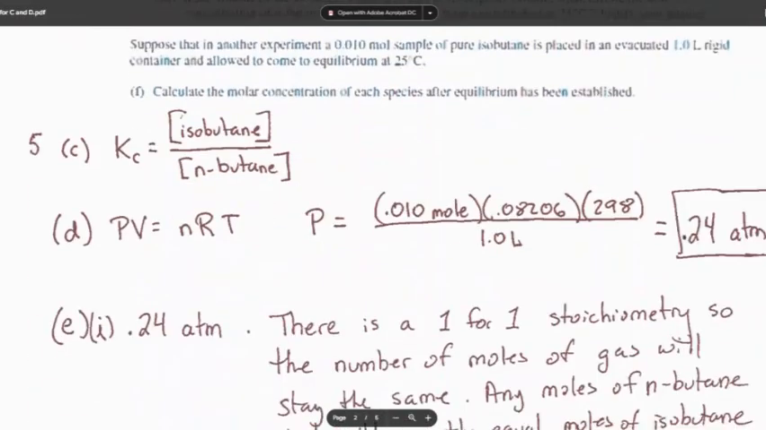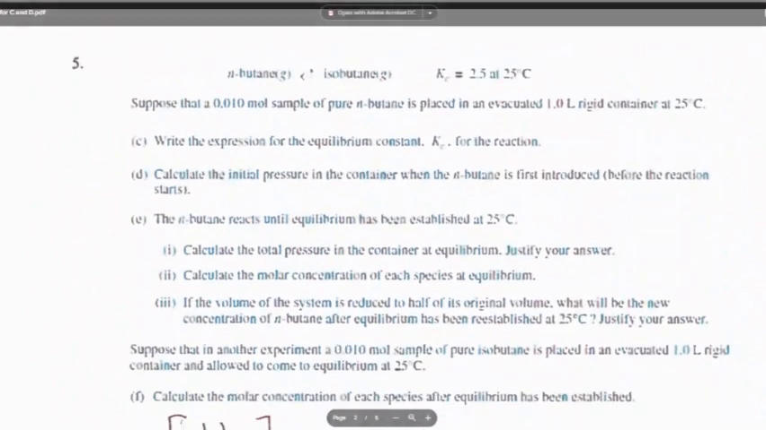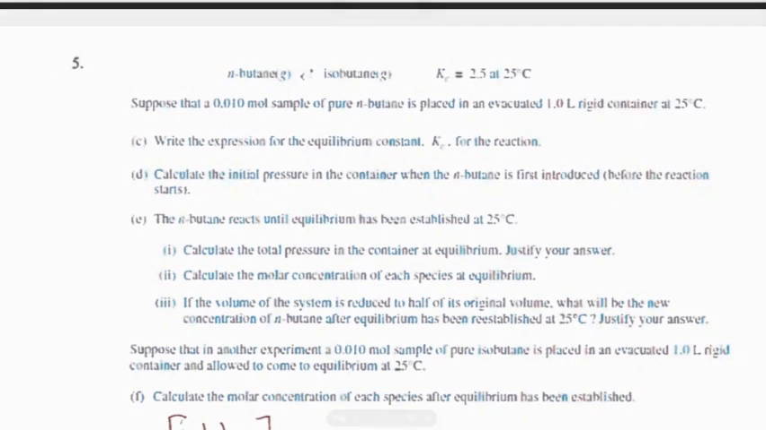All right, so we have a long question, and we have our answers down here. Suppose n-butane is producing isobutane and back and forth. The equilibrium constant appears to be 2.5. Suppose you have 0.01 moles of pure n-butane placed in a 1 liter container at 25 degrees Celsius.